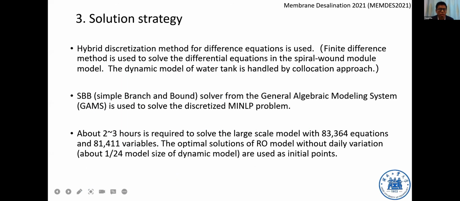The hybrid discretization method for differential equations is used, and the solver SBB in GAMS is used to solve this problem, and about 2 or 3 hours is required to solve the model with a lot of equations and variables. And the solution of the model without daily variation could give better initial points.